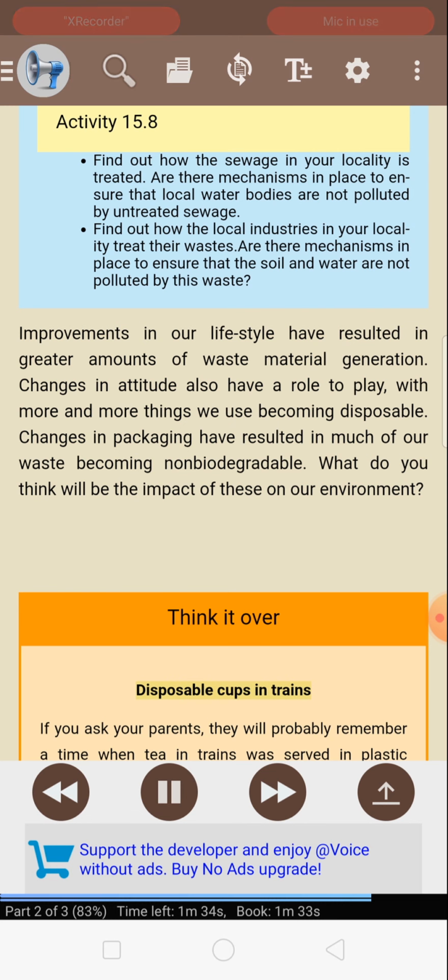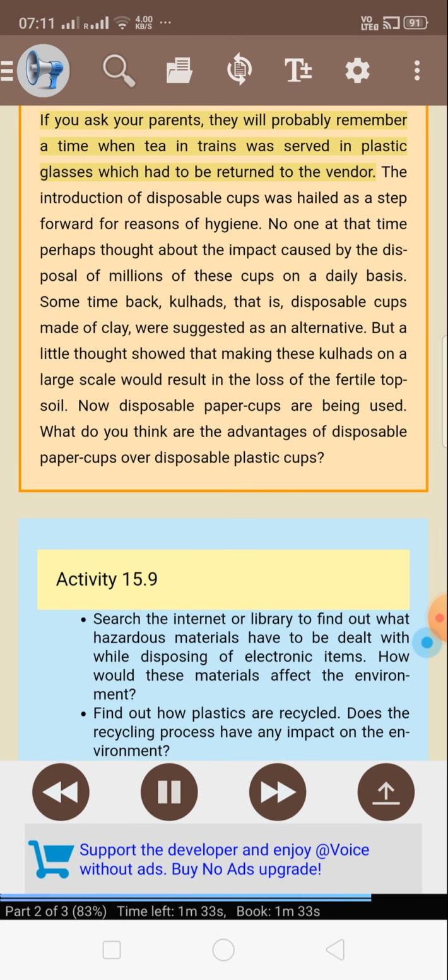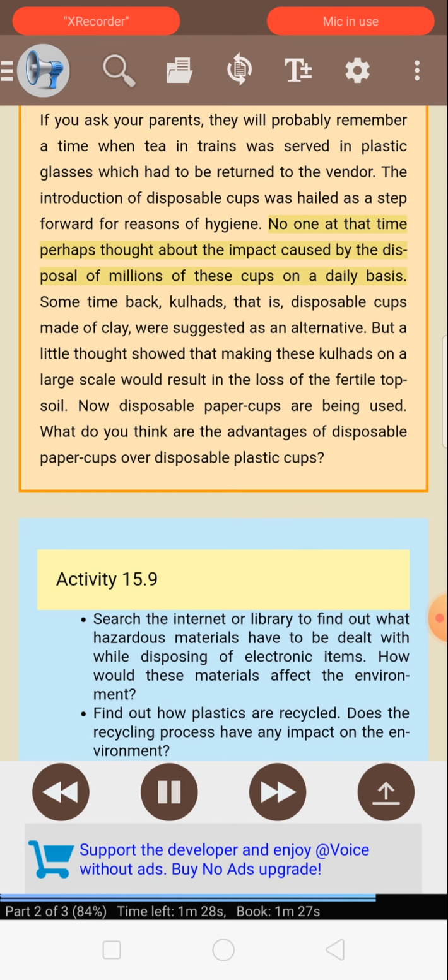Think it over. Disposable cups in trains. If you ask your parents, they will probably remember a time when tea in trains was served in plastic glasses which had to be returned to the vendor. The introduction of disposable cups was hailed as a step forward for reasons of hygiene. No one at that time perhaps thought about the impact caused by the disposal of millions of these cups on a daily basis. Sometime back, culhads, that is disposable cups made of clay, were suggested as an alternative.